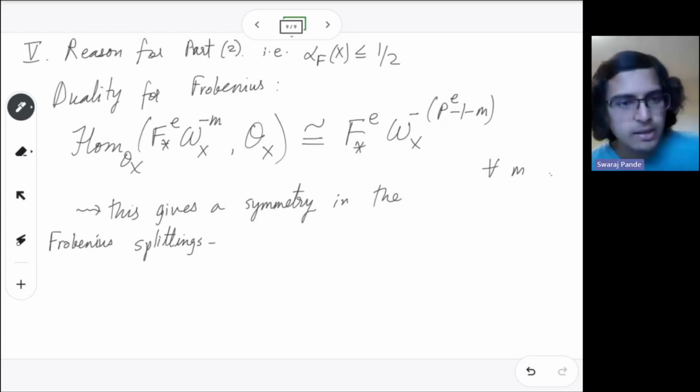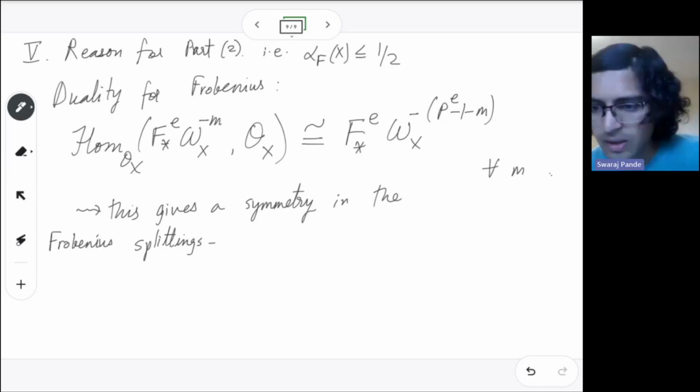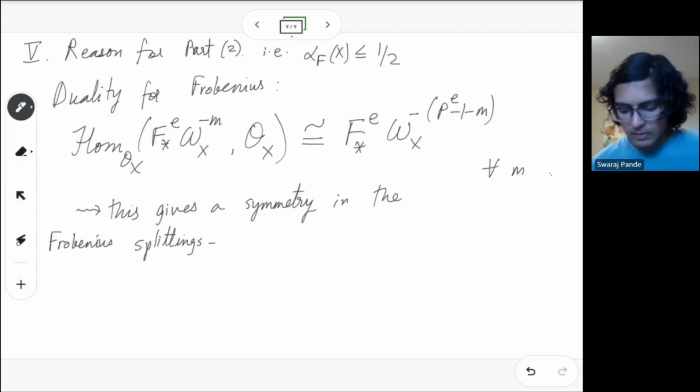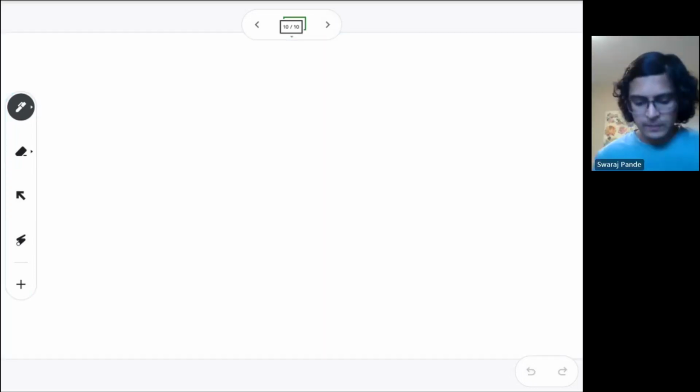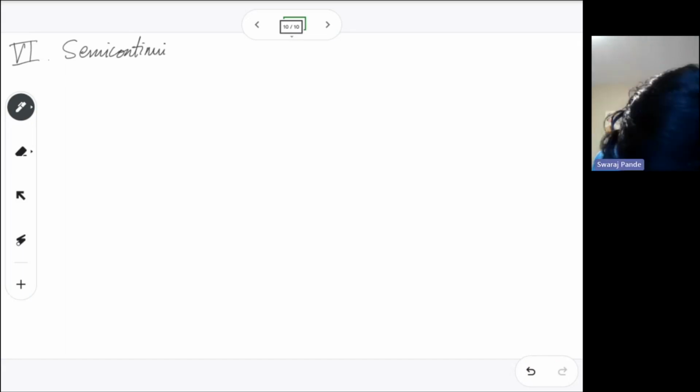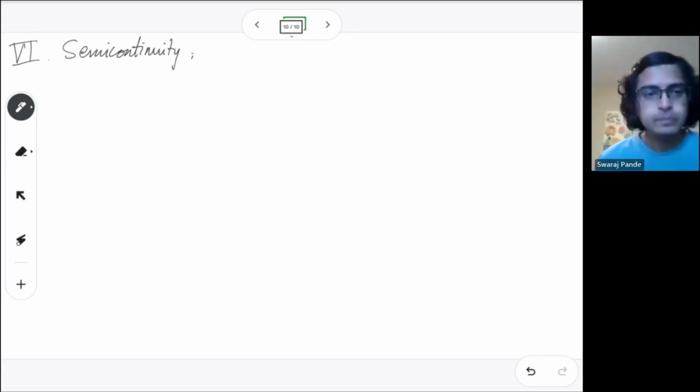I have a more detailed sketch in the notes, which I'll share after the talk. So if you're interested, you can look at that. Okay. The last 3 or 4 minutes, I'll state one more theorem.